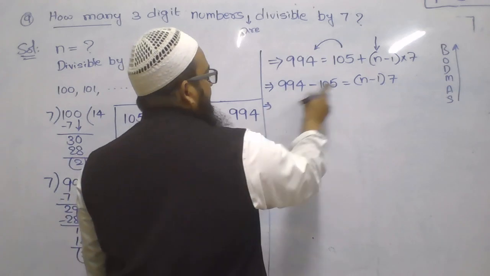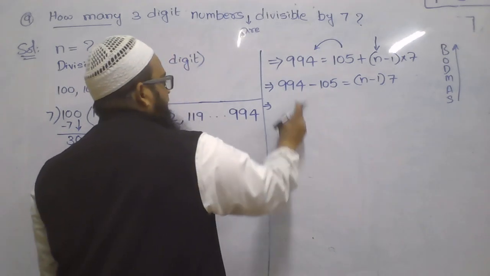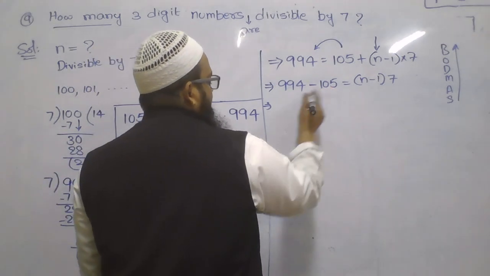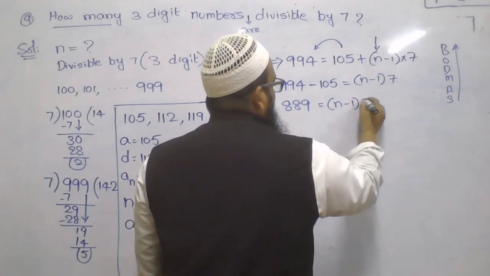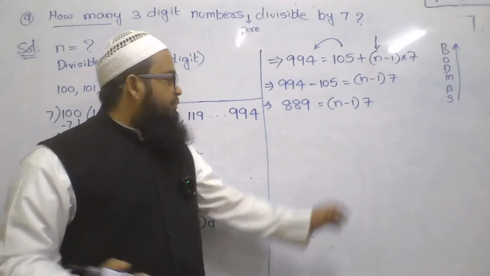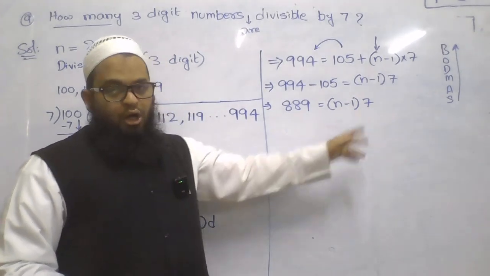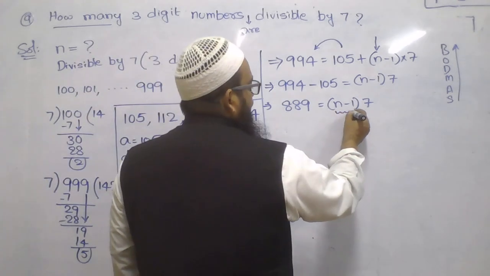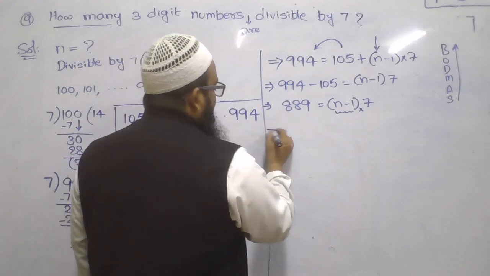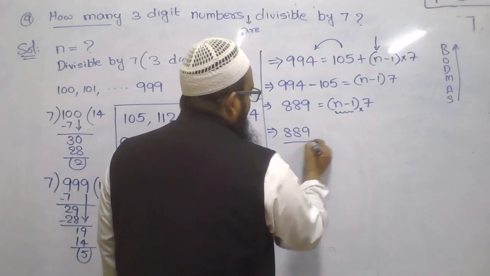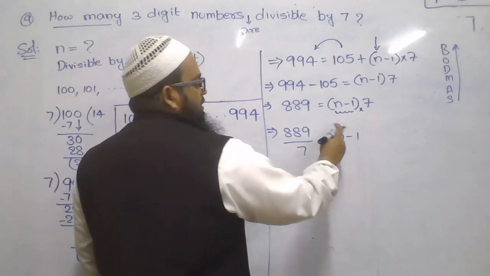So that implies 994 minus 105. 994 minus 100 is 894, and 894 minus 5, 889 is equal to n minus 1 into 7. See, you can do two ways from here. You can multiply 7 with n minus 1, 7n minus 7, distributive property. Or since it is in bracket, we consider it as one term. So therefore it is in multiplication. So 7 when you transpose, what happens? 889 divided by 7 is equal to n minus 1. Since no number is there, I can open the brackets.